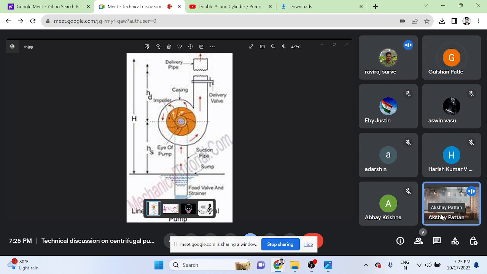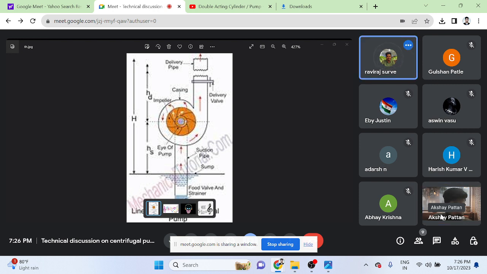Gland packing, where we use it. Where we use lubrication oil or oil purpose, when we use a pump for oil purpose, we use the mechanical seal. Oils or fuels, we use mechanical sealing, and for seawater lines and all, we use gland packing, right?